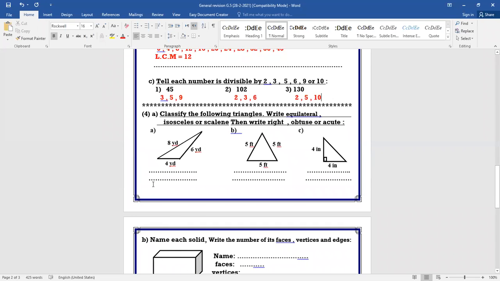Classify the triangle, write its kind, equilateral, isosceles, or scalene, and then write obtuse or acute. The first triangle, according to its sides: scalene, because all its sides are different. And obtuse, because here we have one obtuse angle. Thank you.